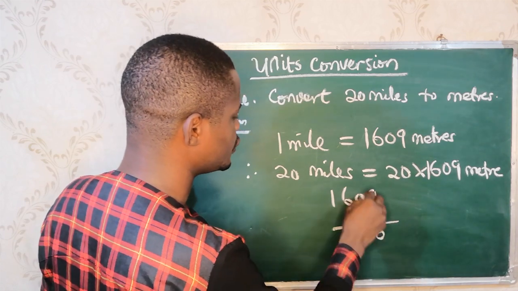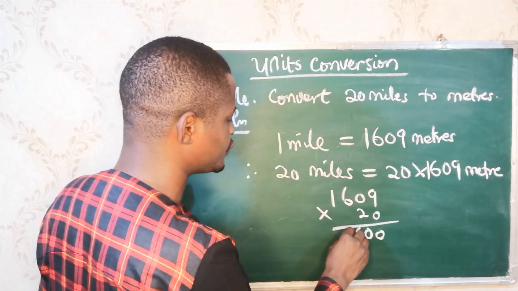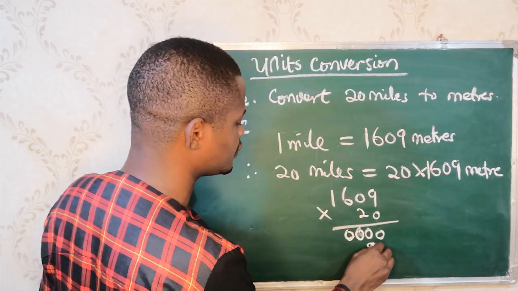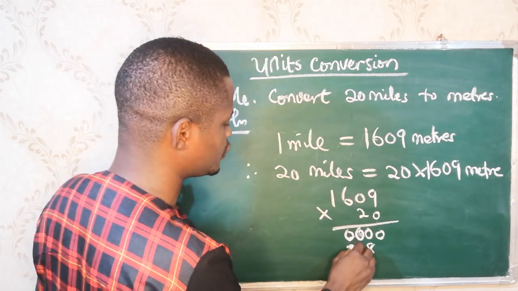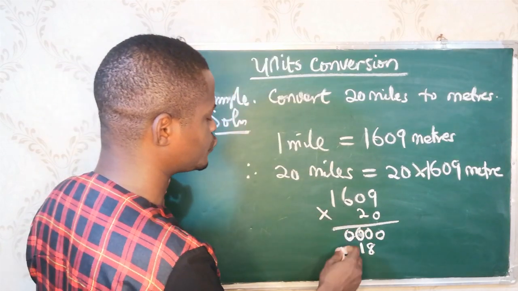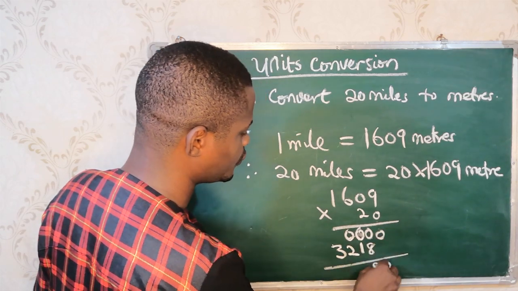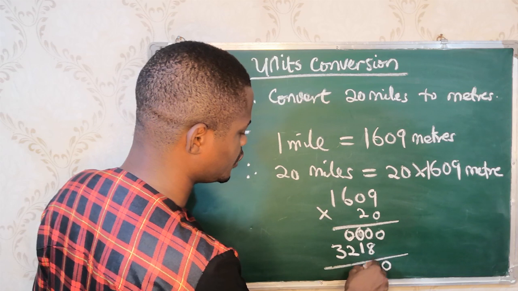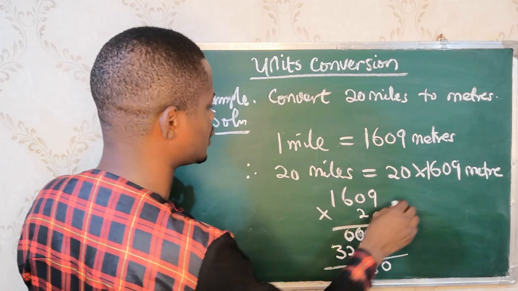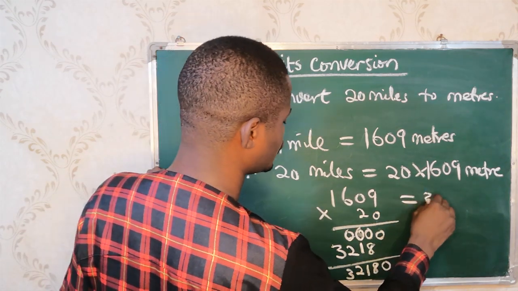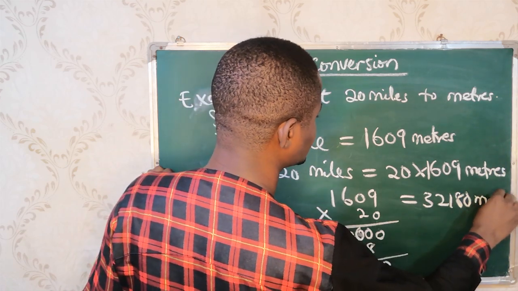0 times 9 will give you 0, 0 times 0 will give you 0, 0 times 6 will give you 0, 0 times 1 will give you 0. Then 2 times 9 will give you 18, carry 1. 2 times 0 is 0 plus 1. 2 times 6 is 12, write 2, carry 1. And 2 times 1 is 2 plus 1, 3. So bring down 0, bring down 8, bring down 1, bring down 2, and bring down 3. Therefore, our answer is equal to 32,180 meters.